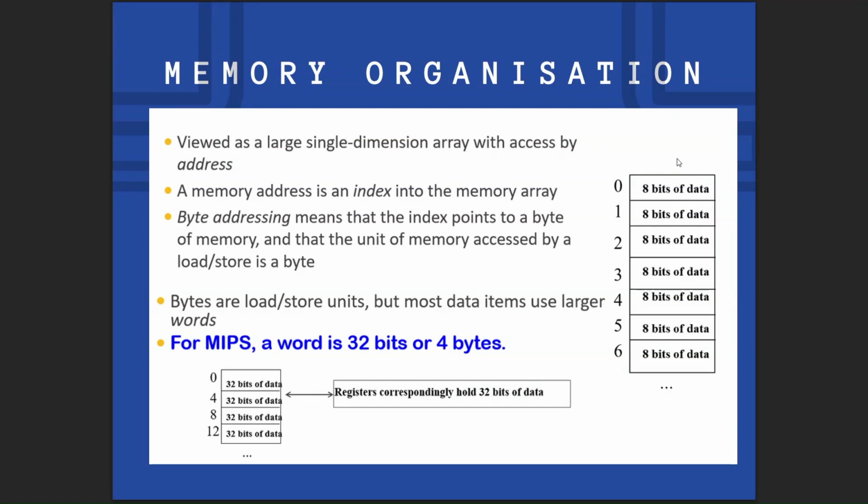However, most data items we work with are larger than a single byte. Integers, for example, typically use 4 bytes. In MIPS, a word is defined as 32 bits, which equals 4 bytes. The diagram on the right illustrates this: while memory is byte addressable, a 32-bit word occupies 4 consecutive bytes. So the word at address 0 occupies bytes 0, 1, 2, and 3. The next word at address 4 occupies bytes 4, 5, 6, and 7.